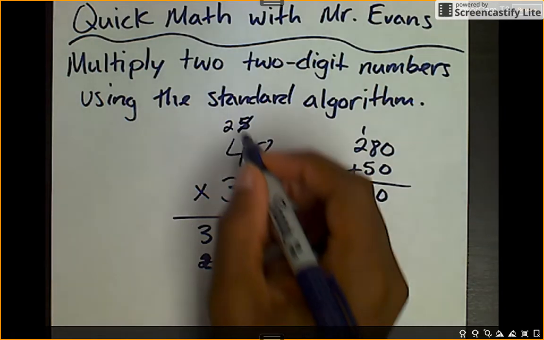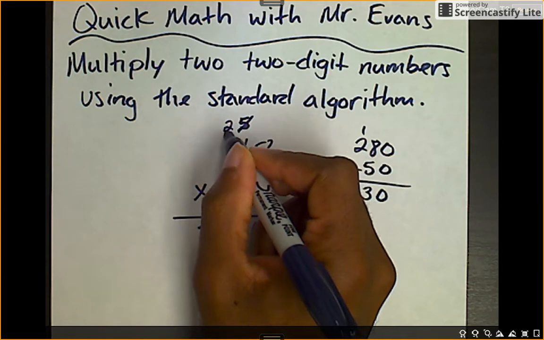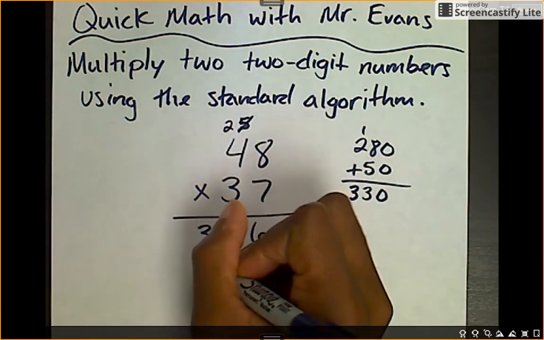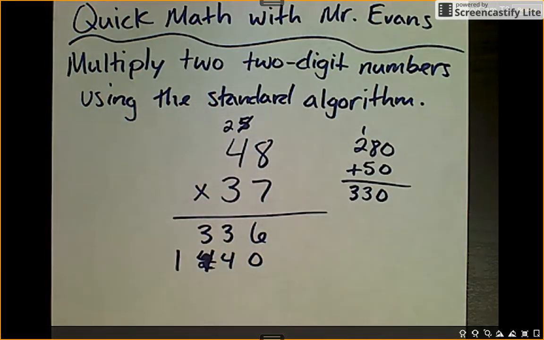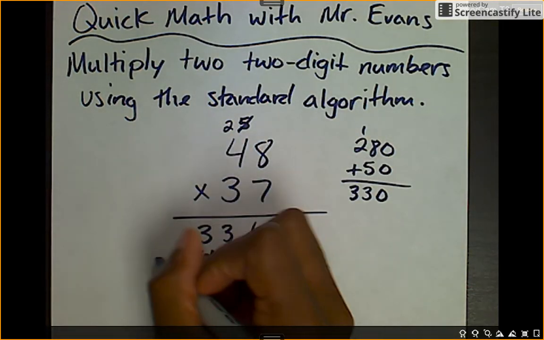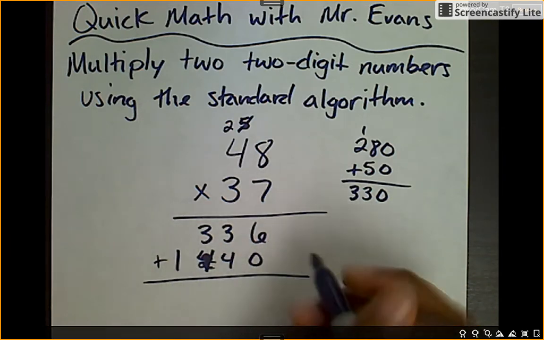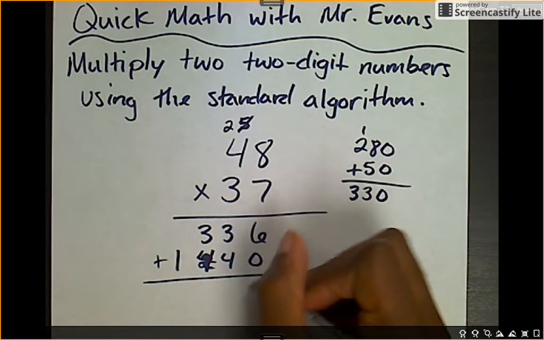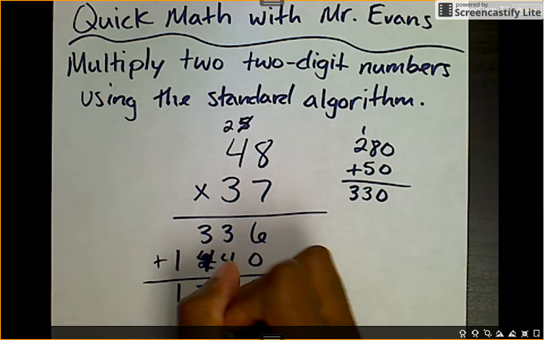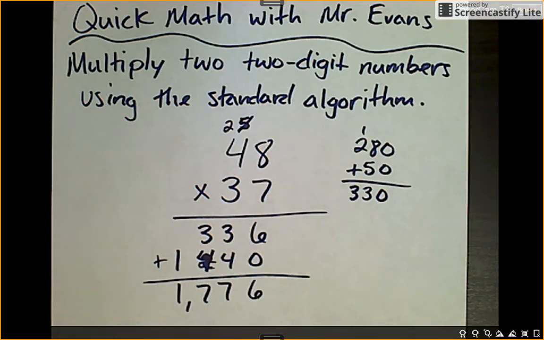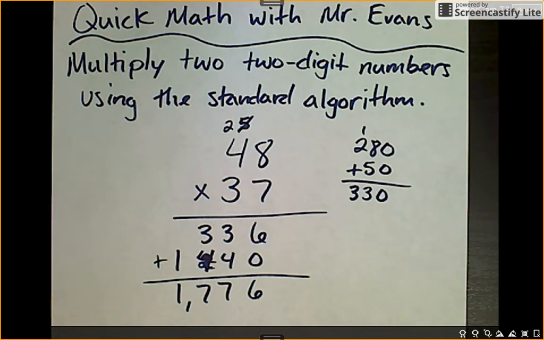That equals 12. And then we still have that 2 lingering up there. Now we look at that as 3 times 4, 12 plus 2 more is 14. So now they're writing down the 4 and the 1 because there's nothing else left to multiply by. Now we have an addition problem where we're adding 336 plus 1,440. So we do our math here, and we get our answer of 1,776.